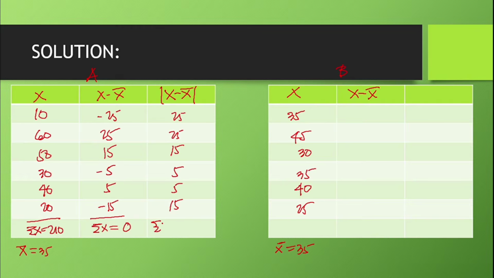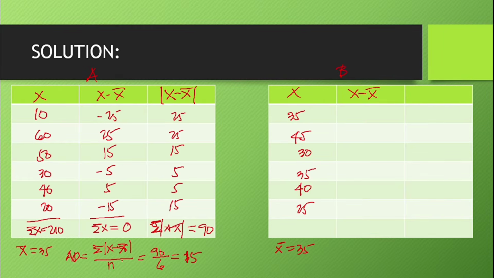So the absolute values of x minus the mean, if we take the sum of these, we have 90. After that, we apply the formula: AD is equal to the summation of the absolute value of x minus the mean, over n. So we have here 90 over n, which is 6. So we have 15.